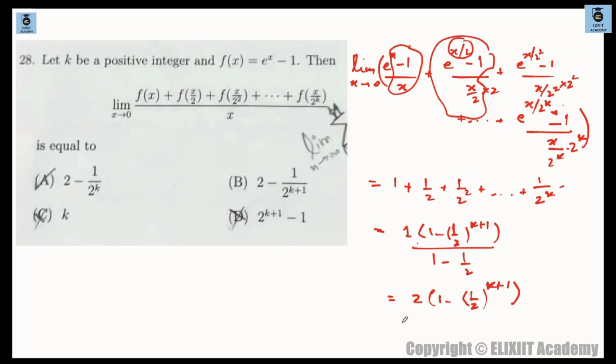Right? And then you simplify this thing. So this becomes 2 minus 2 times of this thing. So this is 1 raised to the power of k plus 1 is 1 only. So 1 upon 2 divided by 2 raised to the power of k plus 1, which is 1 upon 2 to the power of k. So option A must be correct.